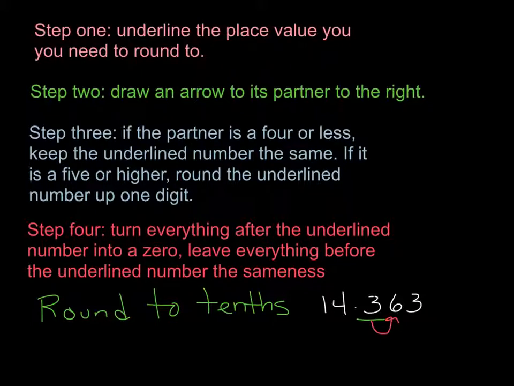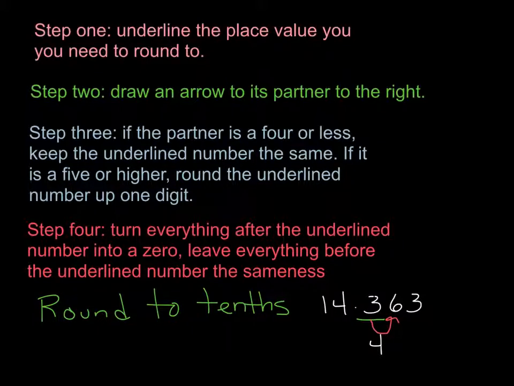Step 3. If the partner is a 4 or less, keep the underlined number the same. My partner is a 6, so it doesn't fall into that rule. But if the partner is a 5 or higher, round the underlined number up 1 digit. Well, my partner is higher than a 5. It's a 6, so I'm going to round my 3 up to the next digit, which is a 4.